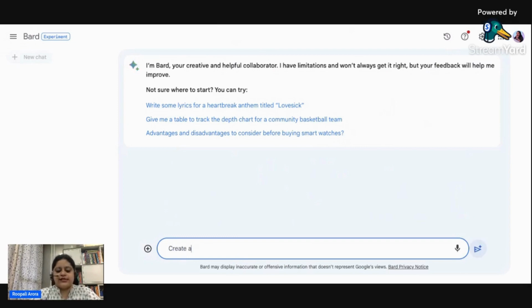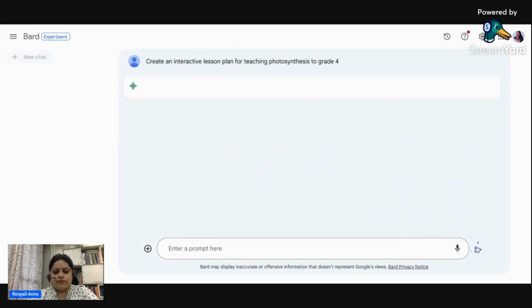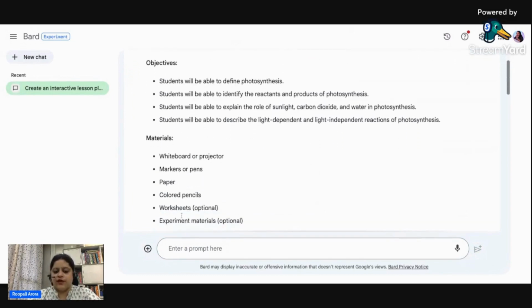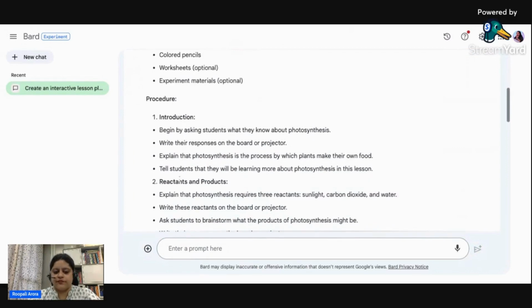So the prompt is: create an interactive lesson plan for teaching photosynthesis to grade 4. And then Bard will give us an interactive lesson plan, and that plan would include all the important things which are required for a teacher to note, which includes the objectives, what is the material required, what is the procedure.